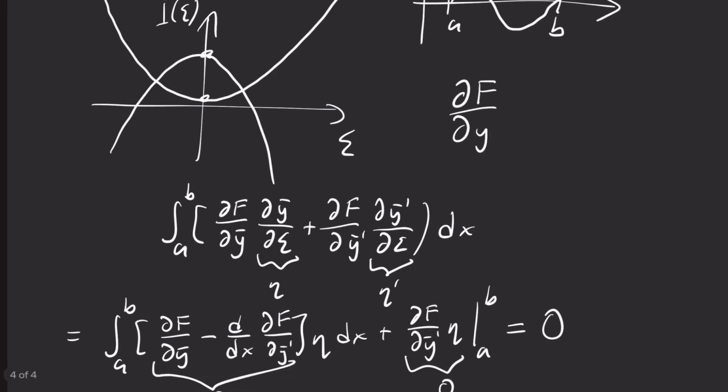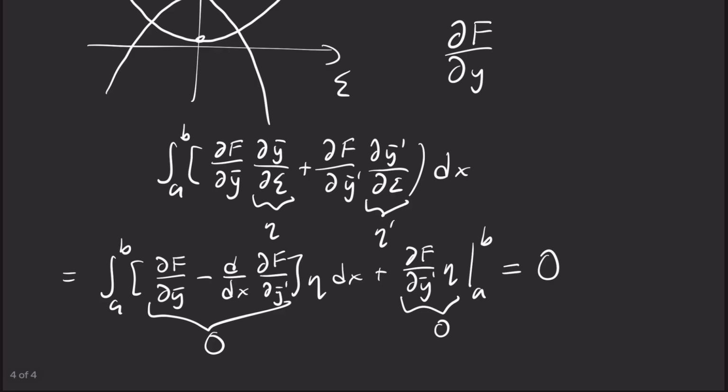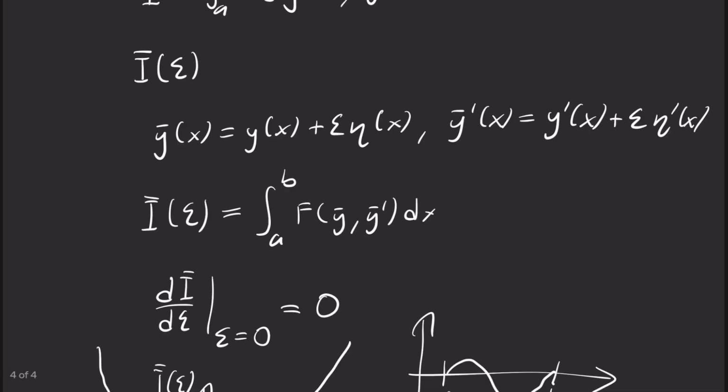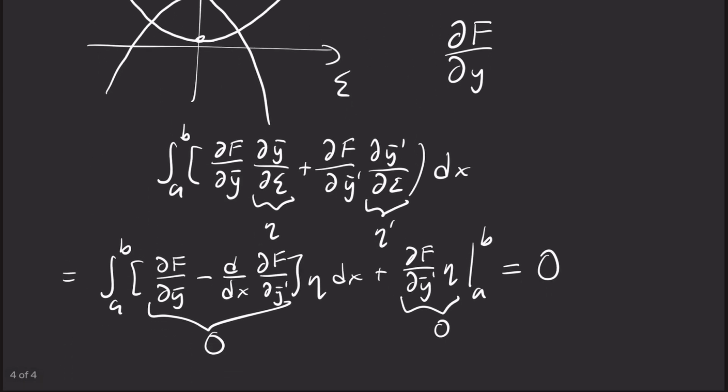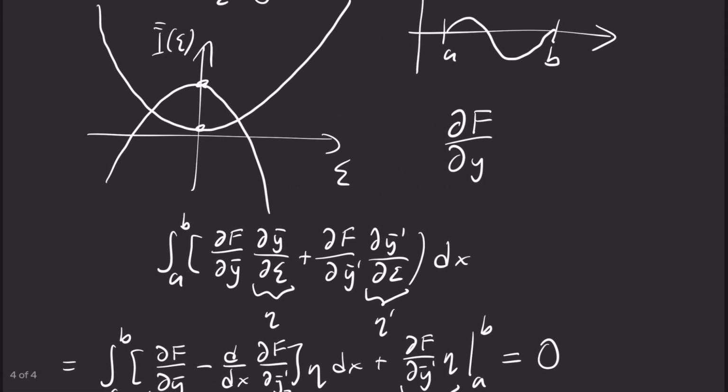So, also this is evaluated at epsilon equal to 0. And when that's the case, y bar just reduces to y. So epsilon is 0, and we just get this back, right, for both of these. So in this case, we'll just get that partial f partial y minus d dx partial f partial y prime is equal to 0. And that's the Euler-Lagrange equation.